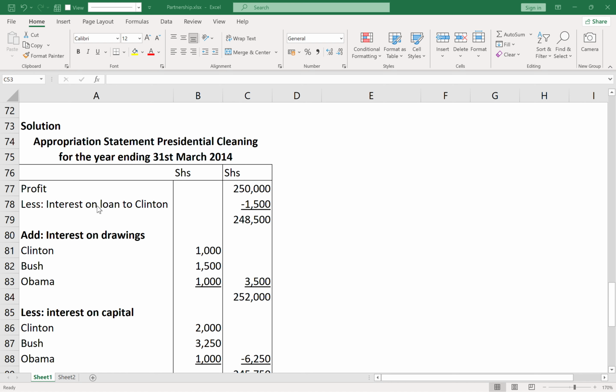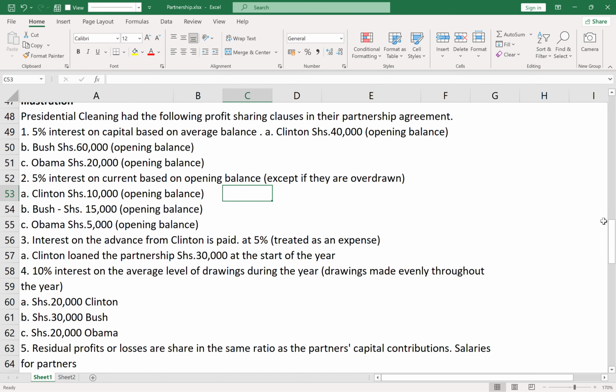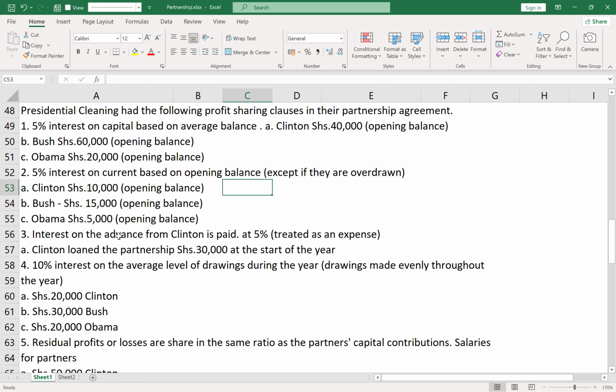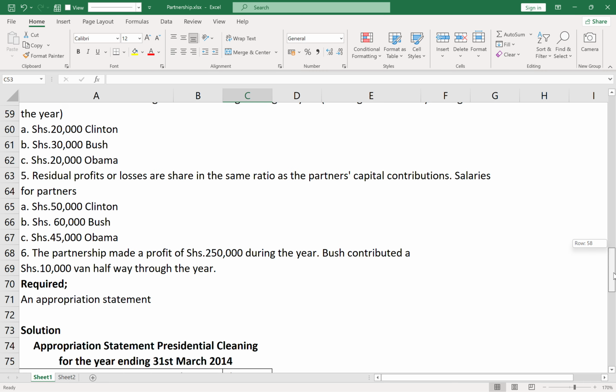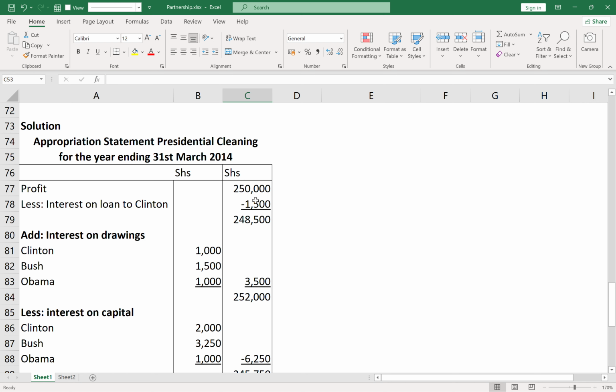So the interest on loan on Clinton: we are told that interest on the advanced loan from Clinton is paid at 5%, treated as an expense. Clinton loaned the partnership 30,000 at the start of the year. So 5% of 30,000 is what we take as the interest on loan, which will be 1,500. You have to deduct that from the profit. We get 248,500.